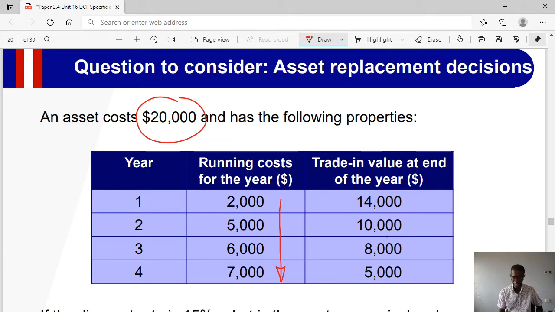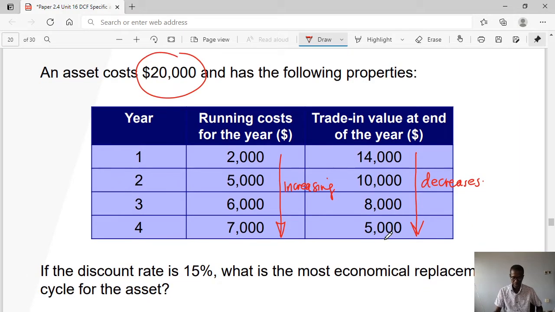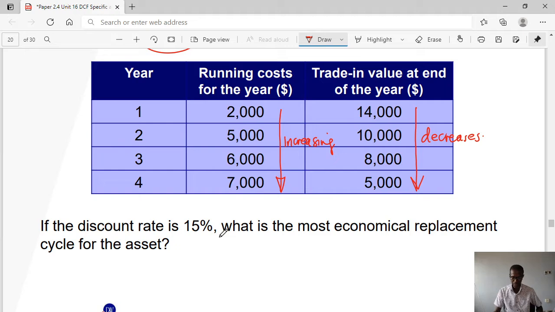If we use the asset for 1 year and wanted to sell it, we could sell it for 14,000. If we used it for 2 years before selling it, we could sell it for 10,000. So the trade-in value decreases over time. I hope that makes sense. Now, if the discount rate is 15%, what is the most economical replacement cycle for the asset? After how many years should we replace the asset? That is what is asked.